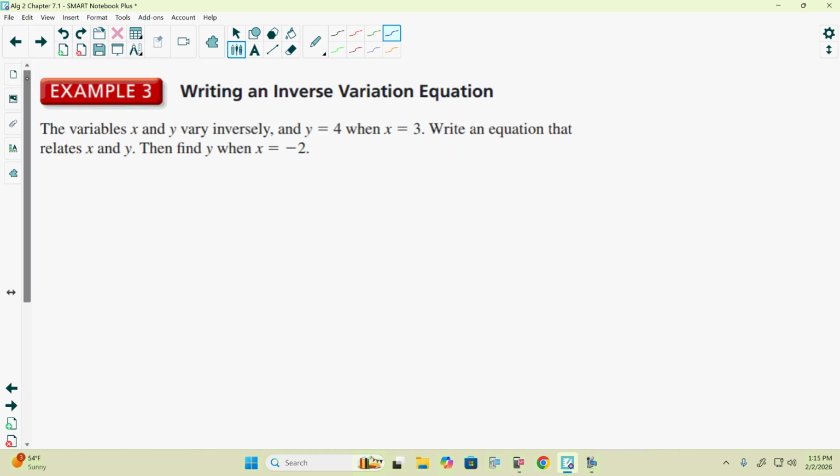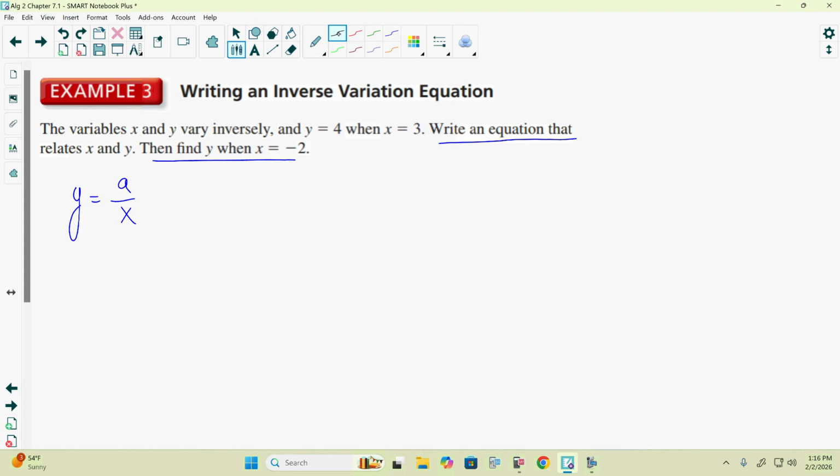Last thing we're covering with this here. Write the inverse variation equation. So the variables x and y vary inversely. Y is equal to 8 over x, and y is 4 when x is 3. Write an equation that relates x and y, then find y when x is equal to -2. So it wants us to find two things. One, we need the equation, and two, we need to know y when x is -2. Now to do that, we need the value of a, because once I have the value of a, I will have the equation. And once I have the equation, I can find that value.